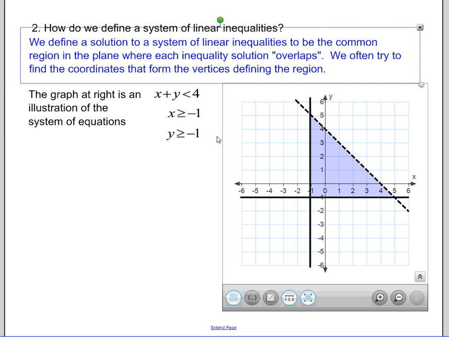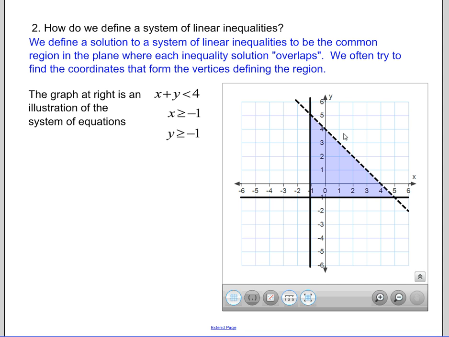a solution to a system of linear inequalities is going to be a common region in the plane where each inequality overlaps. That is, we're trying to find a region where all of the solution coordinates would be the same for each of the three inequalities. And we often try to find the coordinates that form the vertices of that solution region. I'm giving you a simple example right here. Essentially, you can see what's happening right here. We've got three equations being defined in the plane in this example.